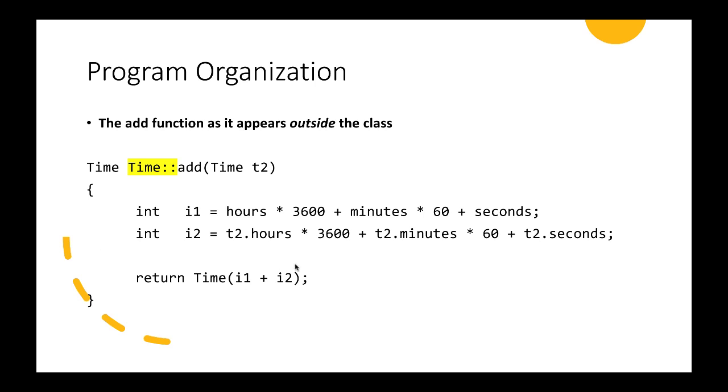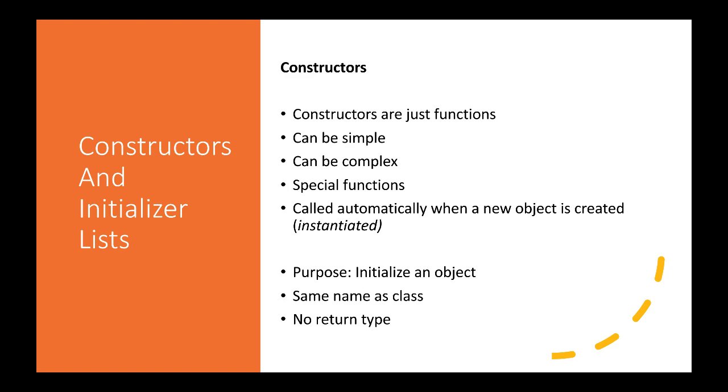You're still just defining the function here. You're just adding a slight little detail to let your compiler know that this function belongs to the time class. So you're telling the compiler what scope this function belongs to. You're saying this add function belongs to the scope of my time class. All right, we'll come back to talk about these.